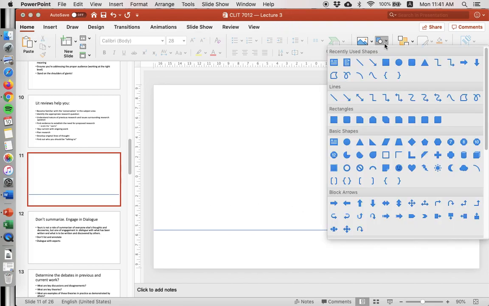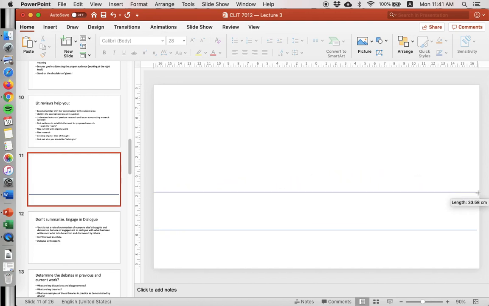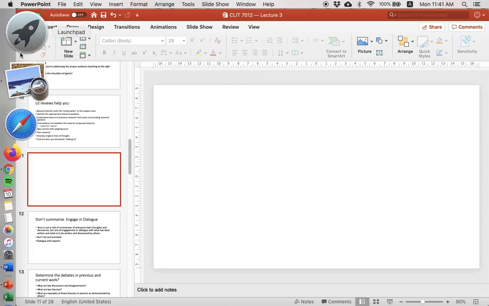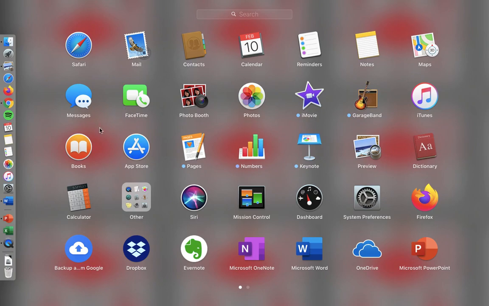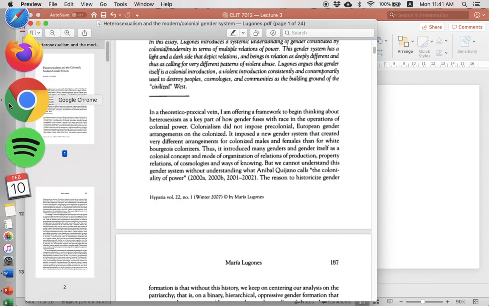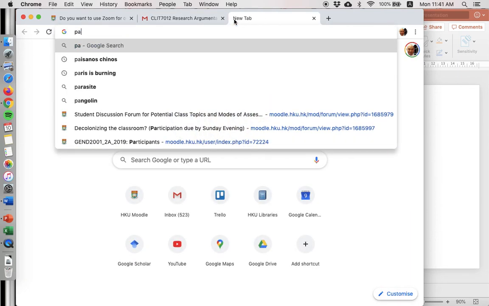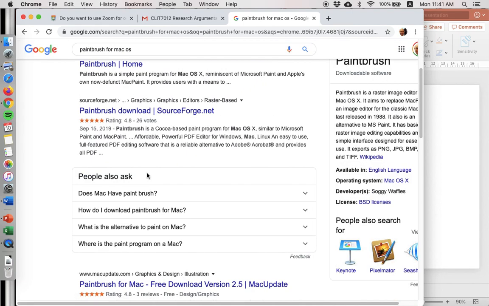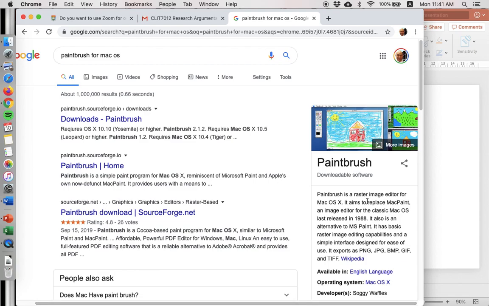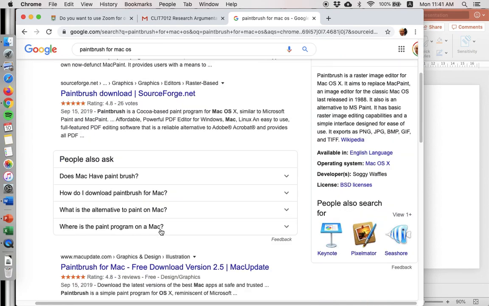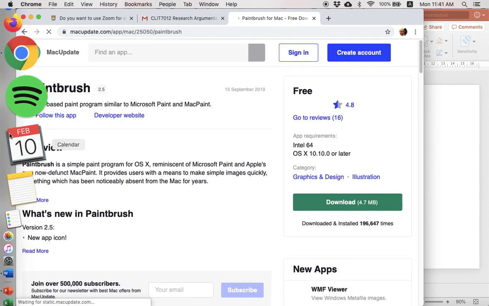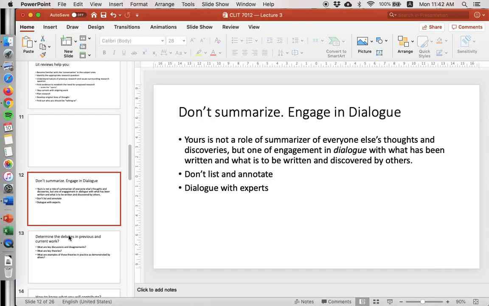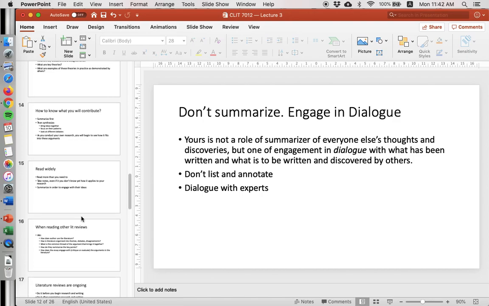Oh man, this is so much harder than doing this in class. Okay, no, this is going to take too long. There must be something I can use. Sorry. Okay, I'm just going to Google something. Paintbrush for Mac OS. Paintbrush is a reference. Mac Paint. Do I have to download it? Okay, all right, so I'll go back to that. Or I'm going to pause and. Okay, yeah, I'm going to pause this.